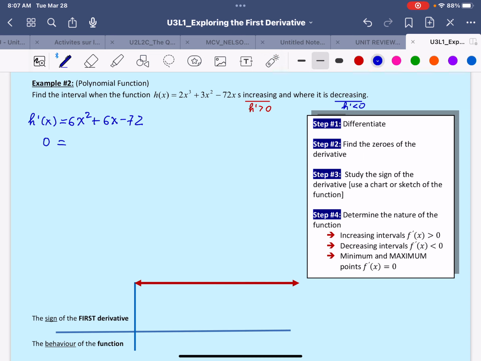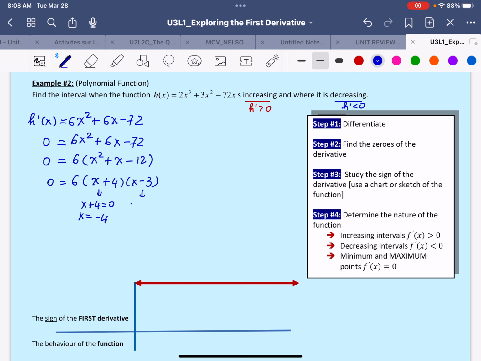So h prime x equals 0 means that 0 equals 6x squared plus 6x minus 72. Now we are solving for x. I will solve by factoring. So x squared plus x minus 72 over 6 is 12. Complete your factoring here. So (x plus 4)(x minus 3), which means that either x plus 4 is 0, which makes x equal to negative 4, or x minus 3 is 0, which means that x must be equal to 3.